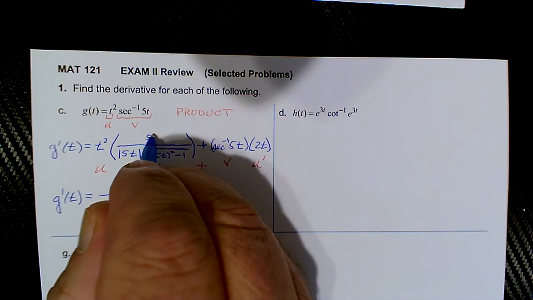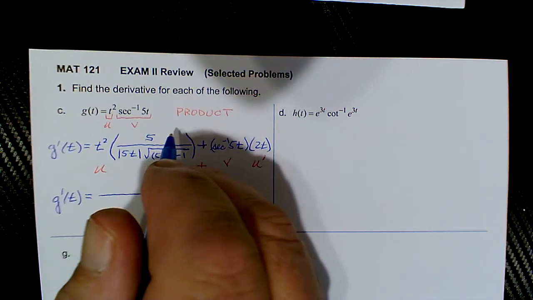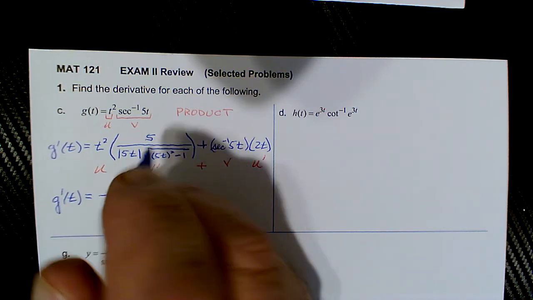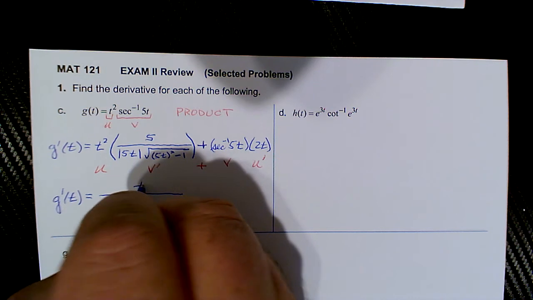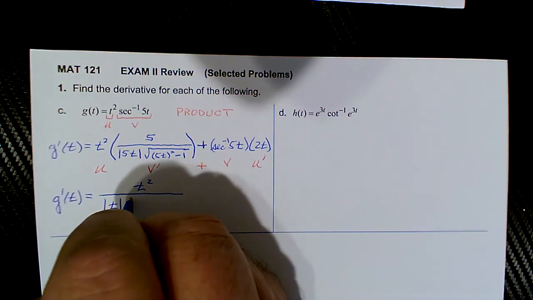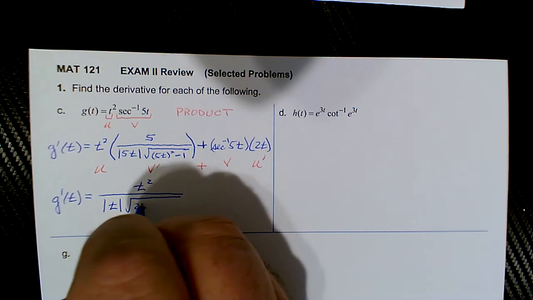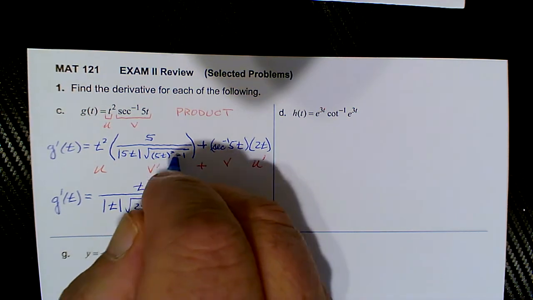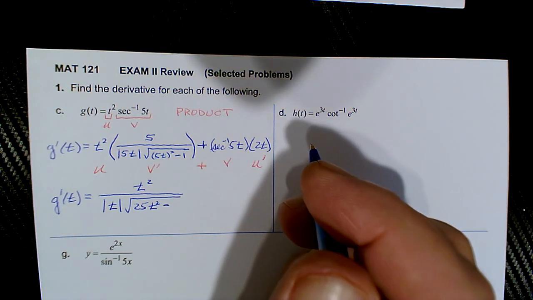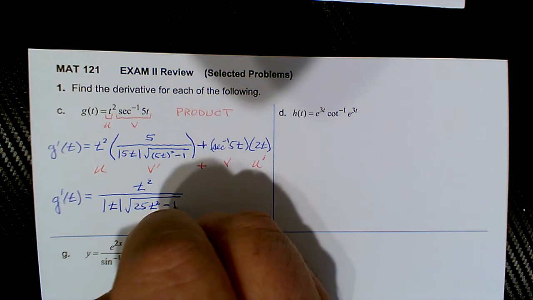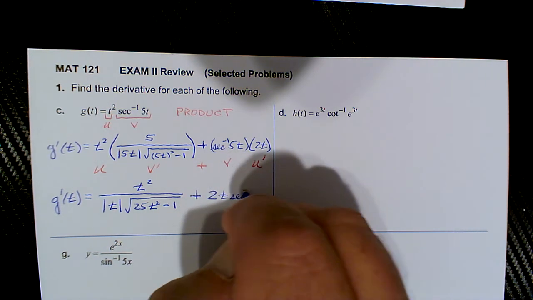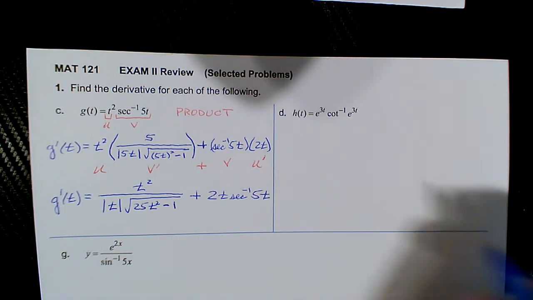So g prime of t is... You could actually cancel these 5s. You don't have to, you could leave them. But you can't cancel the t's. You have to leave the t's because the absolute value can only cancel constants. So I'd have to leave it as t squared over the absolute value of t, and then times the square root of. Make sure you square that monomial. That is the 5t that's being squared. Square the 5t to get 25t squared, then minus the 1, and plus, let's just bring the 2t out in front of the inverse secant of 5t.